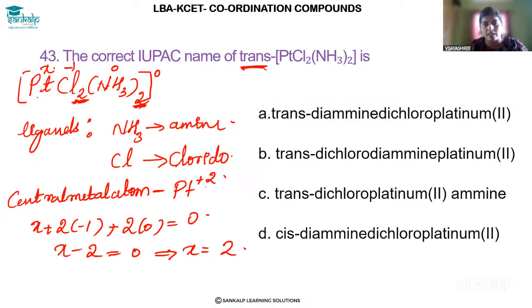Diamine, dichlorido. Then we have to name the central metal atom. What is that central metal atom? Platinum. With that we have to specify the oxidation state. What is the oxidation state of platinum? It is +2. We have to write it in the bracket.